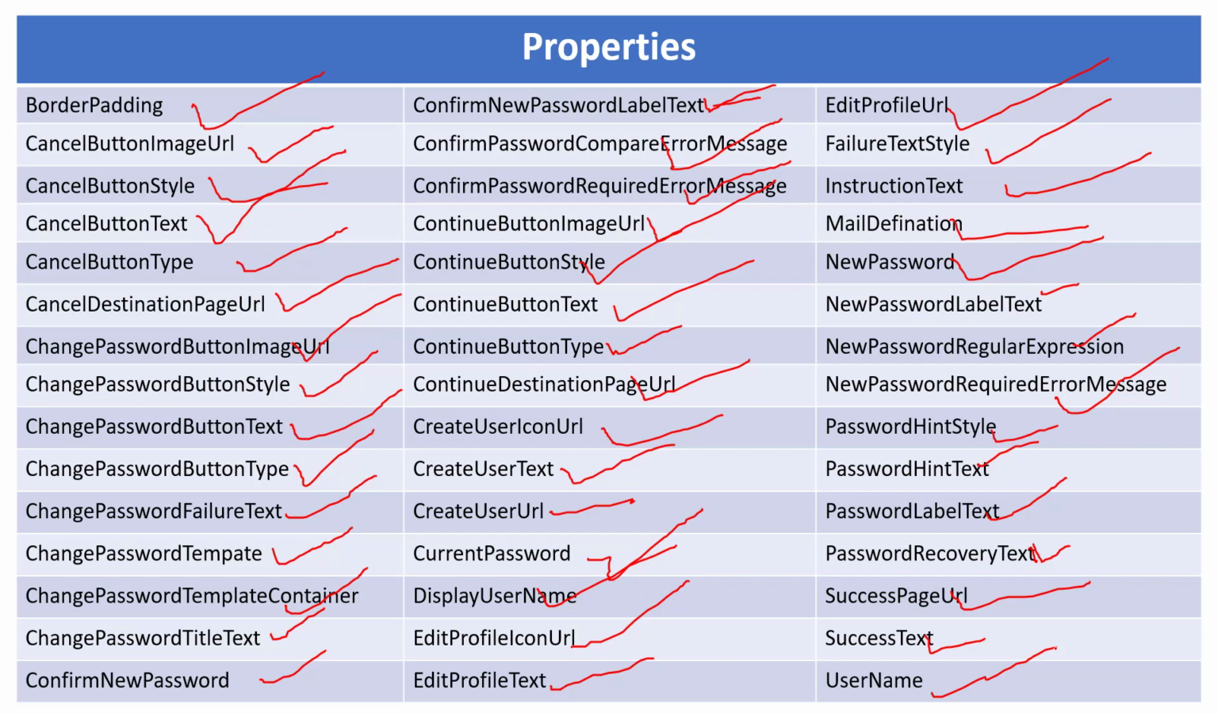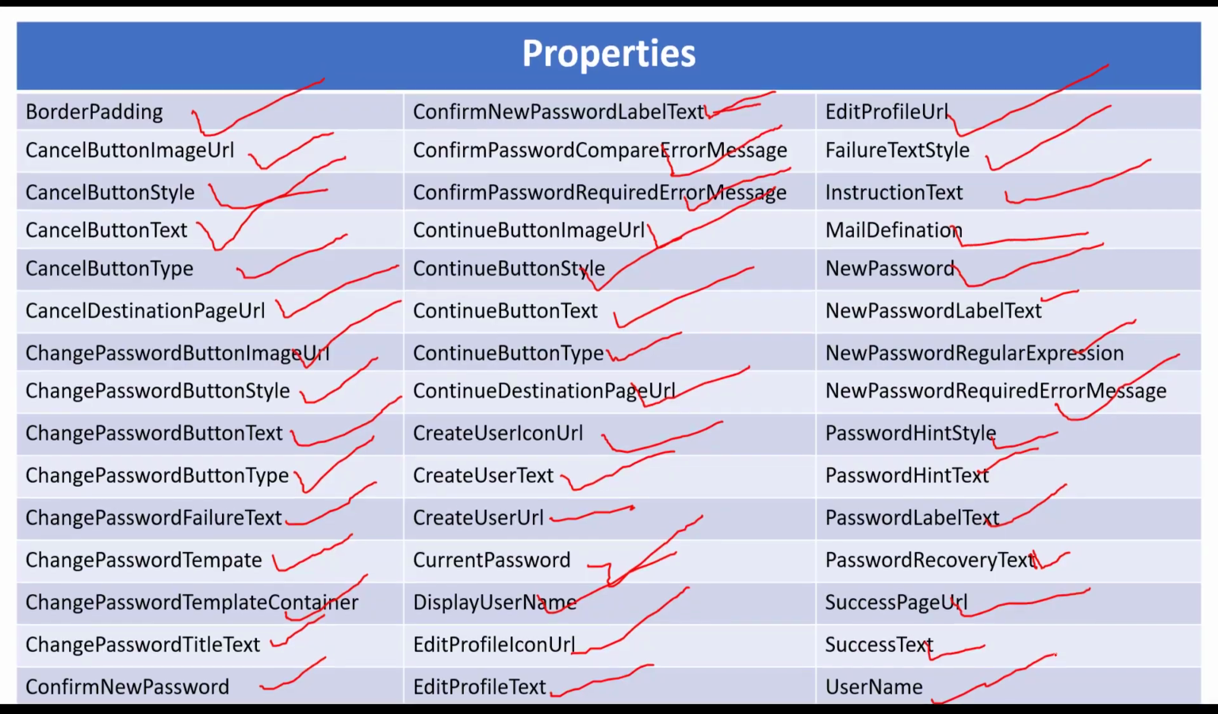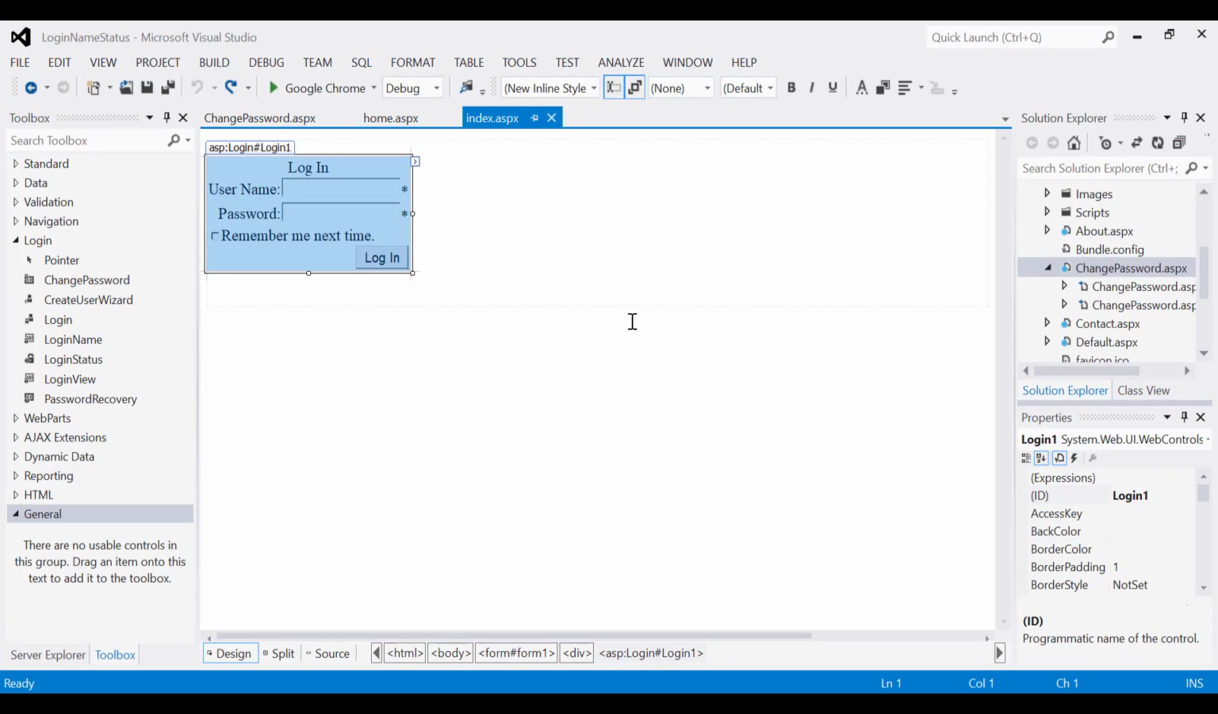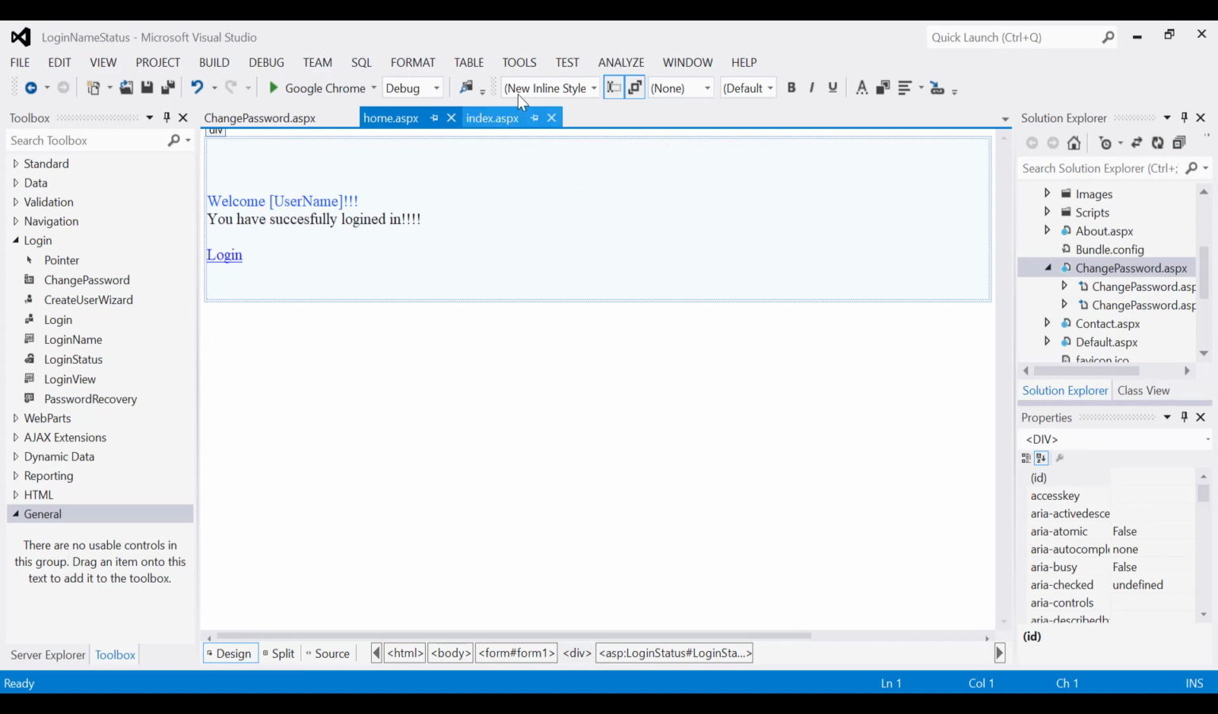Okay, now we are going to see an example for this change password control in Visual Studio. We'll continue with our last lecture's example, which was for login name and status. We had an index.aspx file on which we had put a login control through which we can log into the website. If we successfully log in, it takes us to the home page, which displays a message, welcome username, you have successfully logged in, and a login status control which gives us a logout hyperlink.